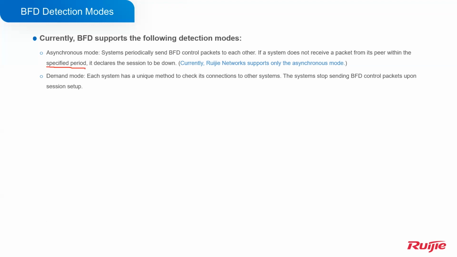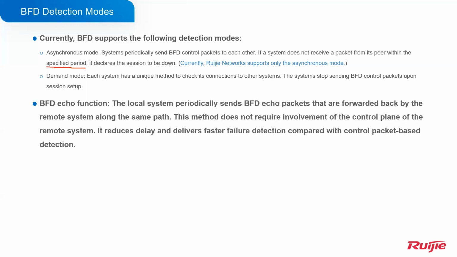Okay, and except for asynchronous mode, the other mode is called demand mode. Each system has a unique method to check its connections to other systems. The system stops sending BFD control packets upon session setup. And besides that, BFD supports another function, the echo function. The local system periodically sends BFD echo packets that are forwarded back by the remote system along the same path. This method does not require involvement of the control plane of the remote system, reduces delay, and delivers faster failure detection compared with the control packet-based detection.